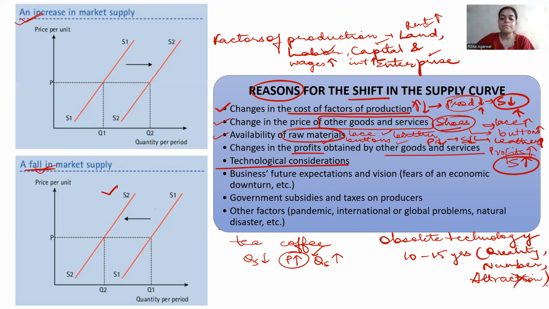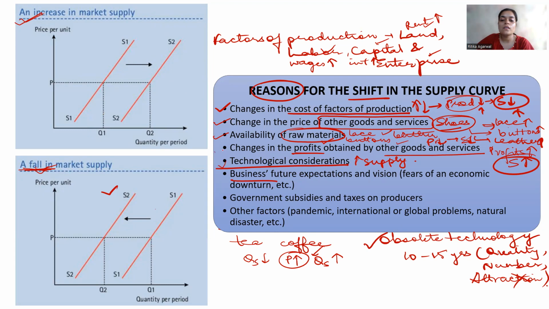So in this case, with the improvements in technology or with the improvements in the machinery, tools, equipment, and other techniques that are used in the production process, the firms can easily increase the supply in the market. This will lead to a rightward shift in the supply curve. And conversely, if there is obsolete technology, there will be a fall in market supply.